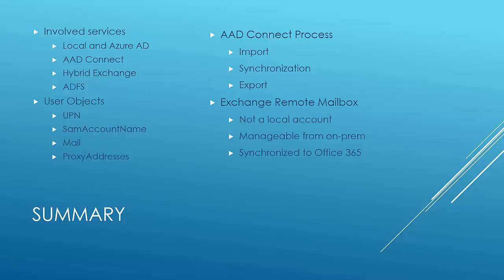And then you've got the user objects. We've got that UPN, the super, super important UPN, the SAM account name for aliases, the mail attribute, and proxy addresses. Now in the AD Connect process, we have our import, synchronization, and export phases. And the Exchange remote mailbox is not a local account, and it's manageable from on-prem without having to go into Office 365, but it is synchronized with Office 365.